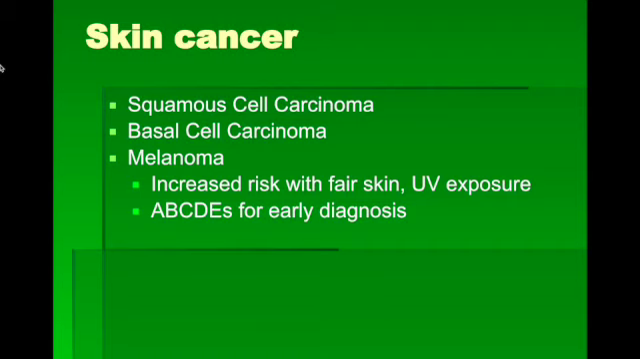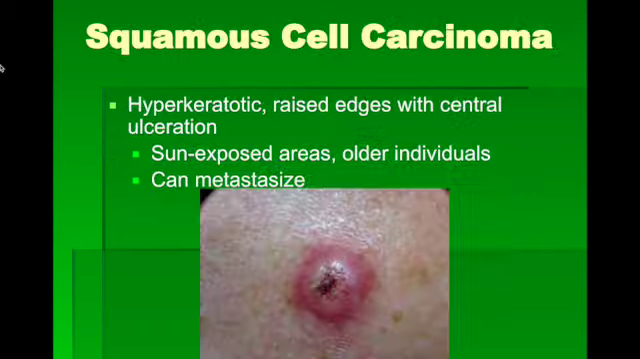So, a quick note on skin cancer: you have squamous cell, basal cell carcinoma, and then you have melanomas. So, we call the first two non-melanoma skin cancers. And oftentimes, there's increased risk with fair skin, UV exposure, and there's a lot of important details to know about these. But for the athletic trainer, I kind of just want you to be familiar with the ABCDEs, and we'll talk a little bit about what that means.